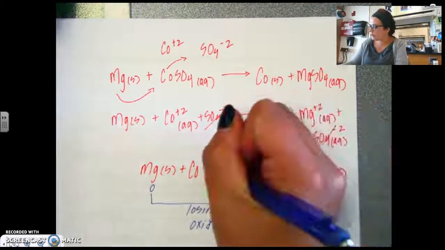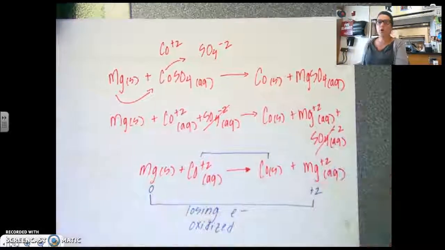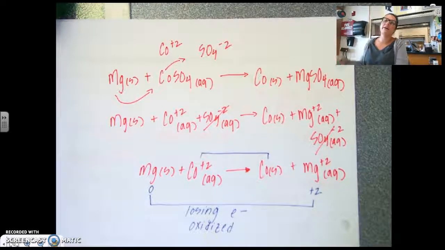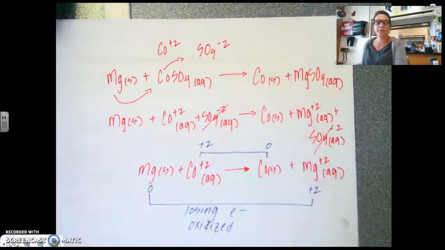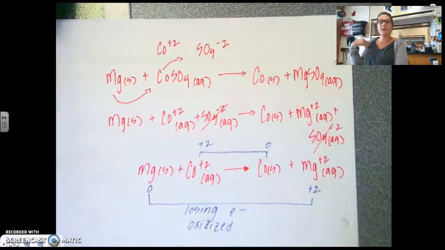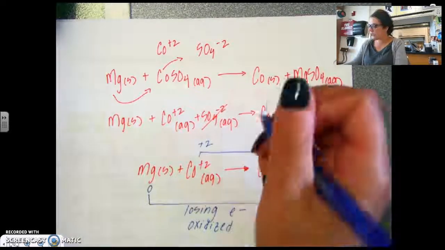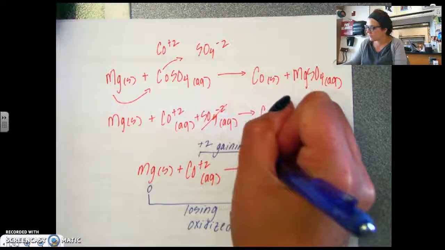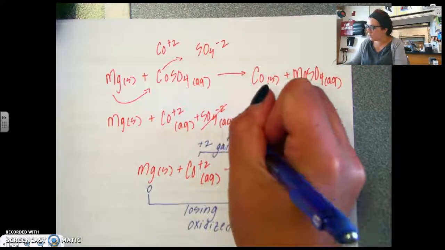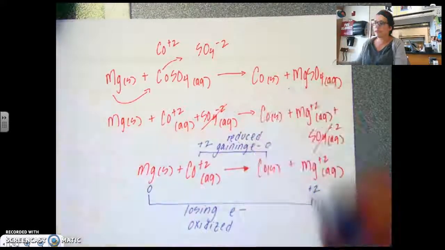And then when I go from cobalt +2 to cobalt, that means I'm going from having fewer electrons to a neutral charge, so I'm going from +2 to neutral, which means I'm gaining electrons. Reduction is gaining. So it's gaining electrons. Therefore, cobalt is the species being reduced.